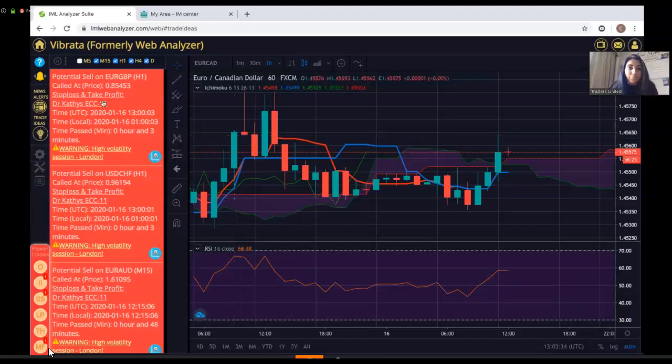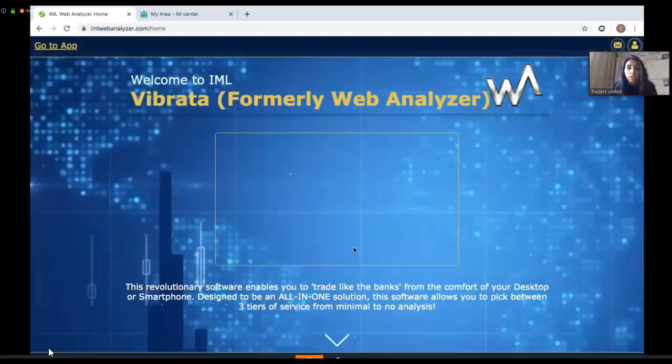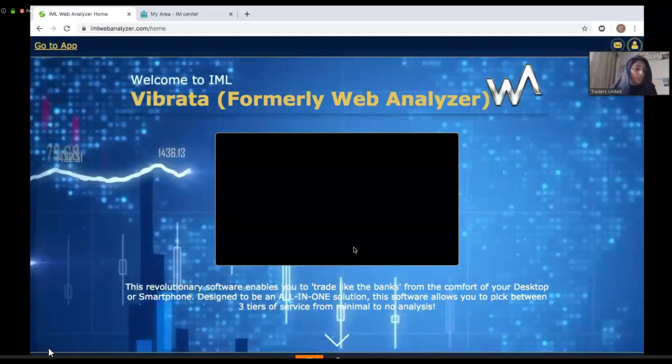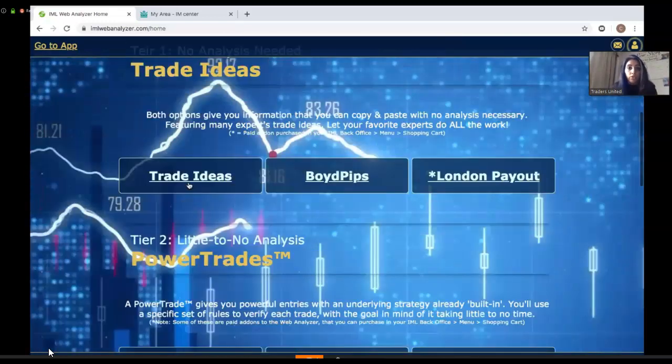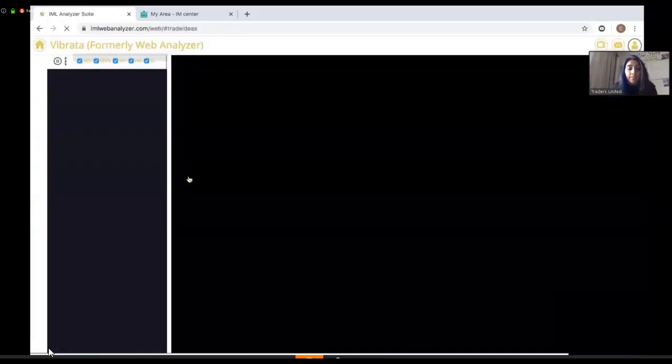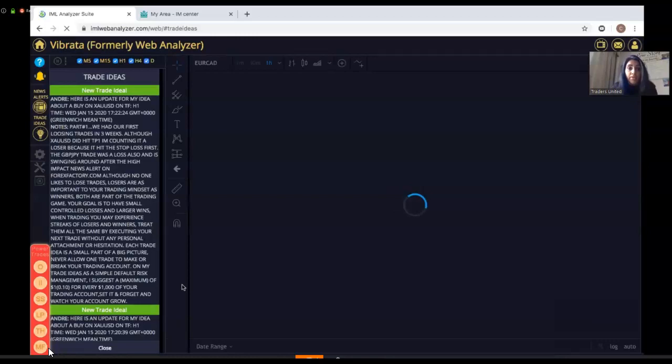Right, now, what I do first of all, if you're new in this and you don't have things already set up on your laptop, you just log in using your details as you would for IM. And then you just need to scroll down. You've got trade ideas over there. Click into that. Because I've already got the settings saved, everything will be on there.